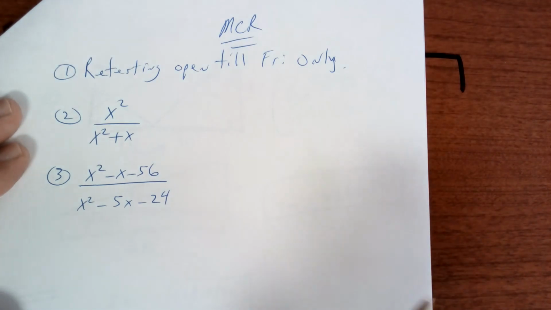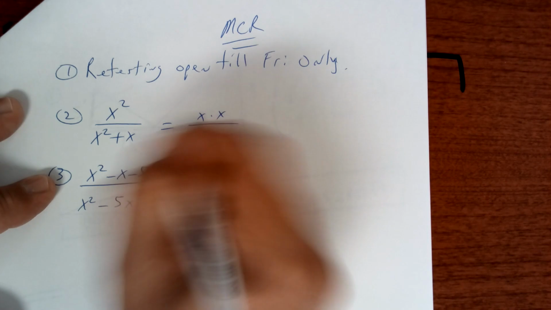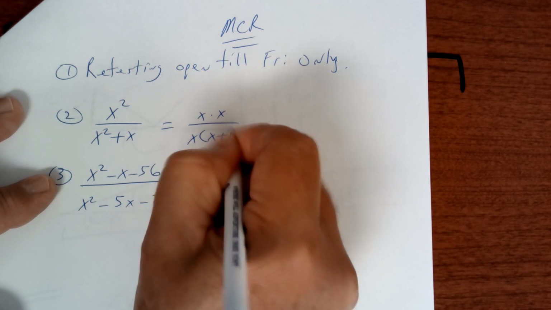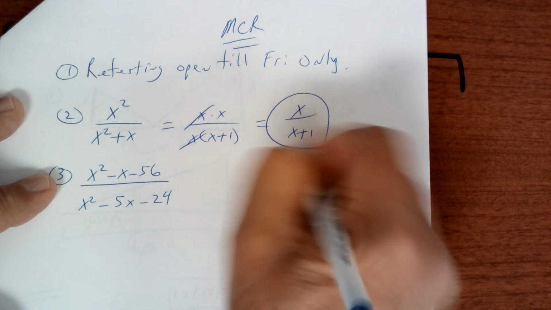Let's keep moving. Let's turn to MCR. All right, so in MCR, you got to factor. So this one is x times x, and this one is x times x plus 1, and then this cancels. So your final answer is right here, and you're done. No, you can't break that up.